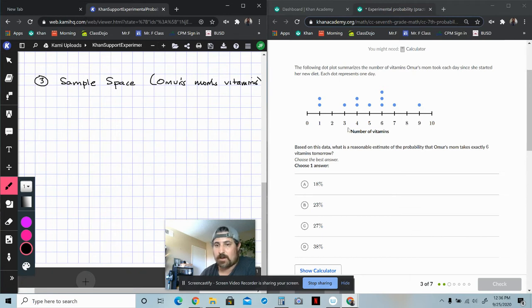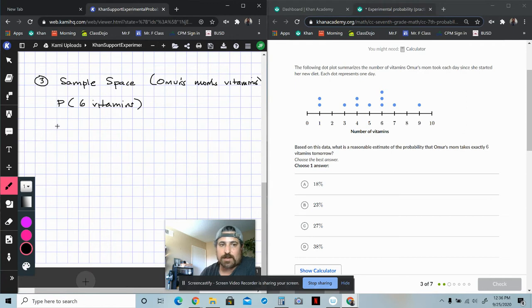Okay, cool. It says, based on the data, what is a reasonable estimate of the probability that Omar's mom takes exactly 6 vitamins tomorrow? So there's not a lot. I'm not going to copy the values onto this paper. It's not worth it. So we can say the probability that she's going to get 6 vitamins means that that becomes our favorable, right? That's what we're looking for. So if we look at the 6, there were 3 of those dots on the 6. 3 days she took 6 vitamins.